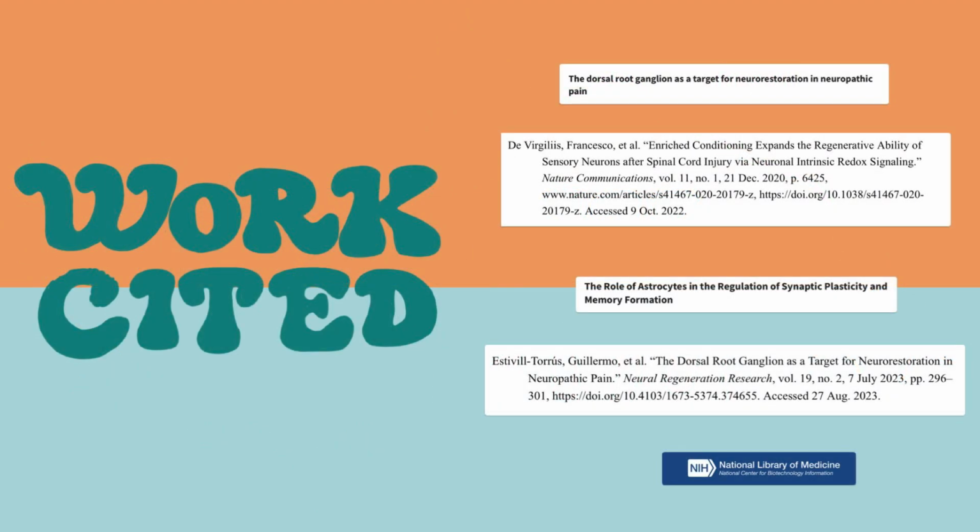And if you'd like to learn more about pseudo-unipolar sensory neurons in the dorsal root ganglion and its development and regulation, many journals from the National Library of Medicine have peer-reviewed this subject, exactly with the roles of astrocytes in the regulation of synaptic plasticity, memory formation, and neuropathic pain.